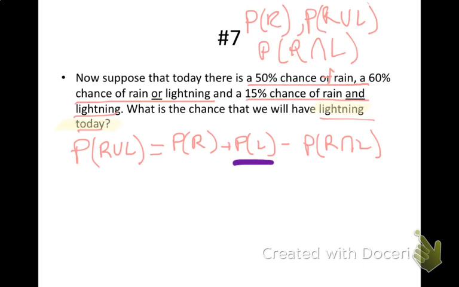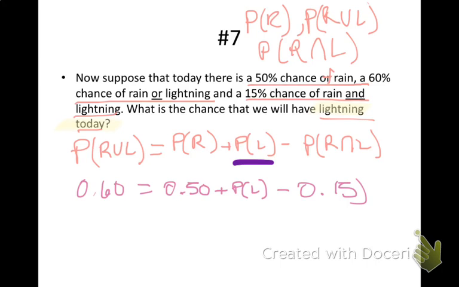So probability of rain or lightning, that's 0.60. The probability of rain, 0.50. We don't know the probability of lightning, but we do know the probability of rain and lightning. And so now I have a little bit of an algebra problem. These two are like terms over here.